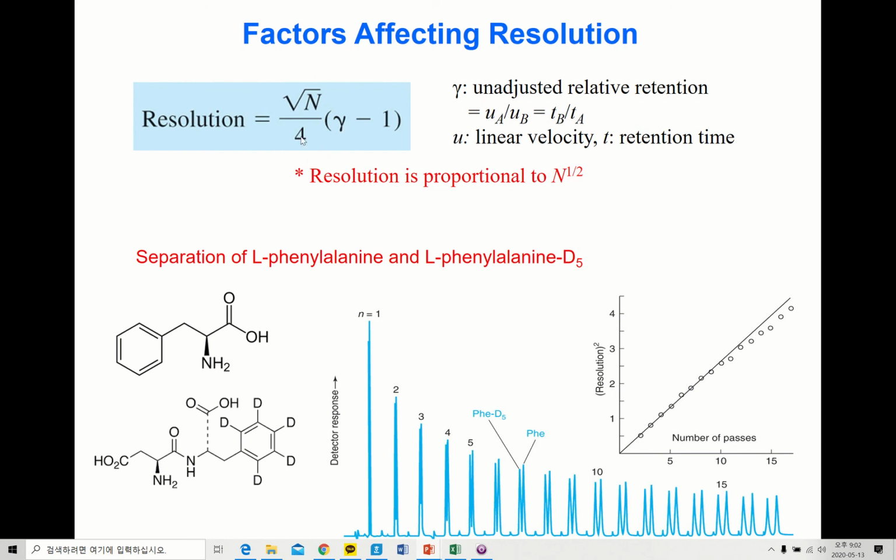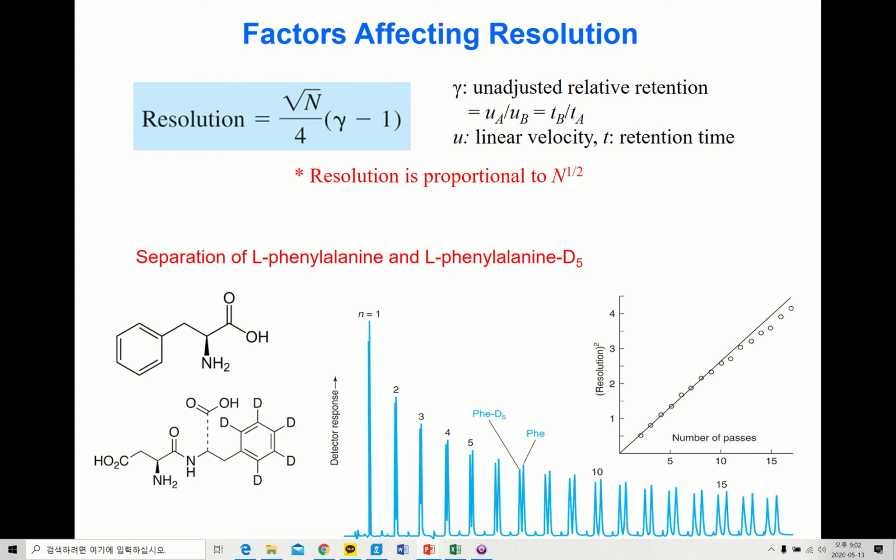So what is important in this equation is resolution. You have to have better resolution. That means this number must be as high as possible. But now n is what? n is the number of plates. And very unfortunately, resolution is proportional to the square root of n. It is like that.